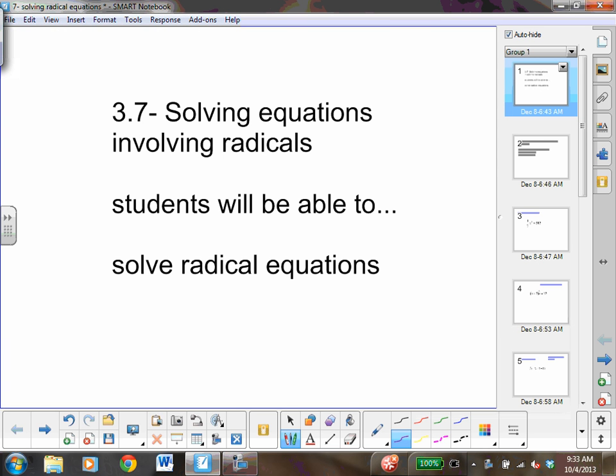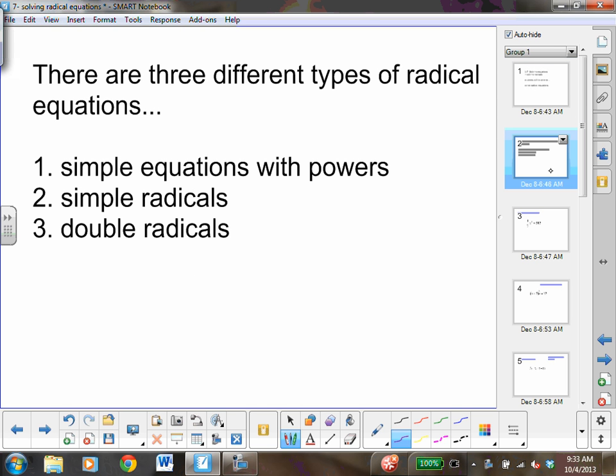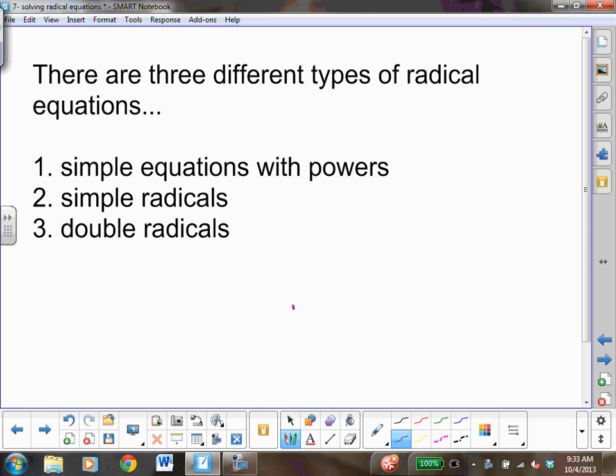All right, class, today we're going to be solving equations involving radicals. There are three different types of equations that can have radicals in them. We can have radicals included in a power, meaning that I have a fractional exponent, like 1/2 or 1/3 or something like that. Or I could have an equation with a square root or a cubed root or a fourth root. Or I could actually have more than one radical in the same equation.